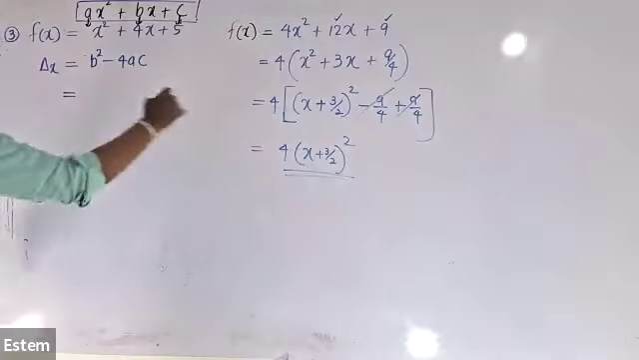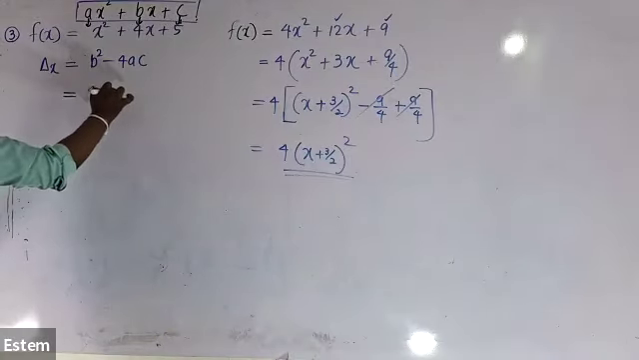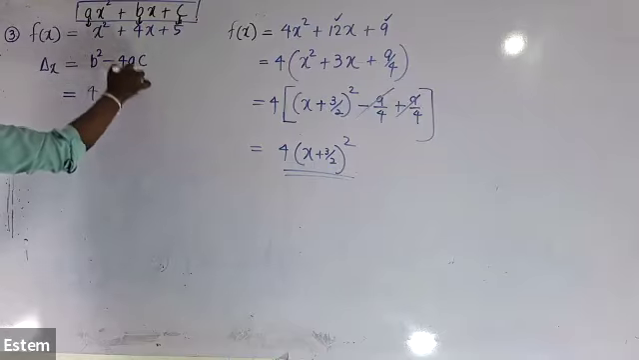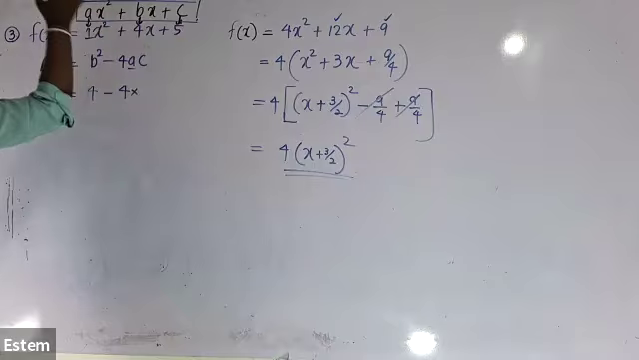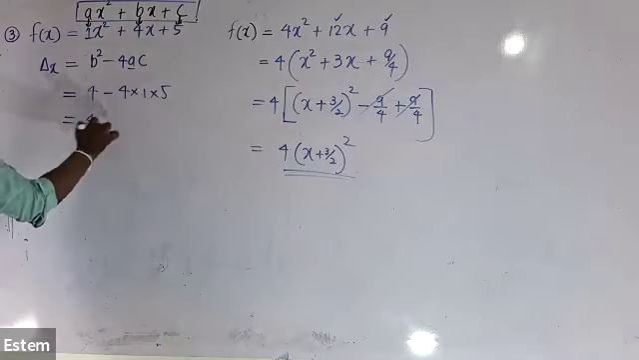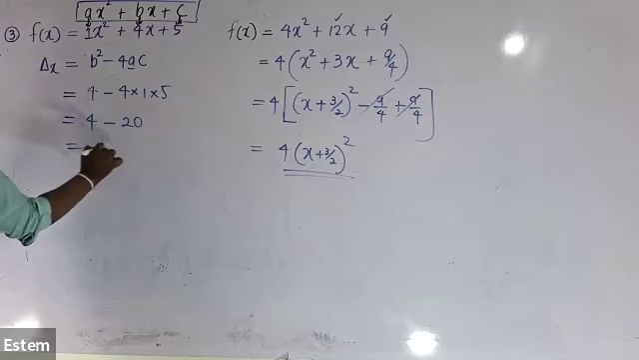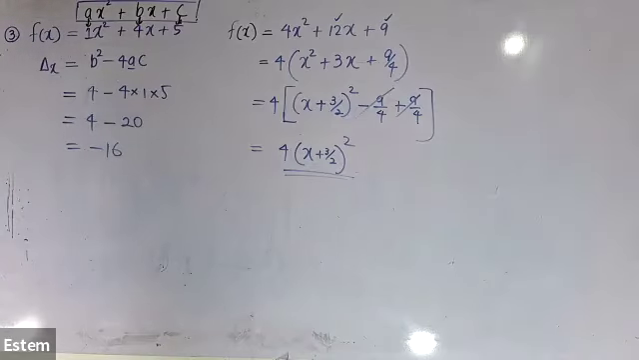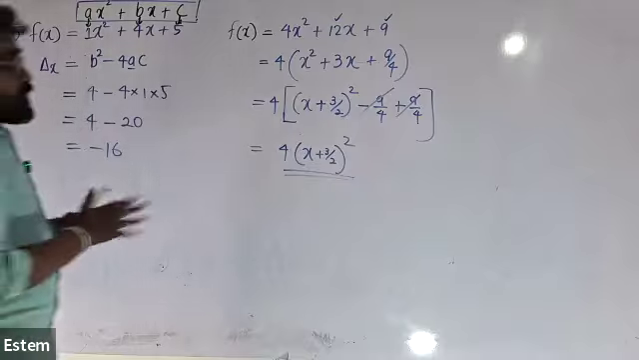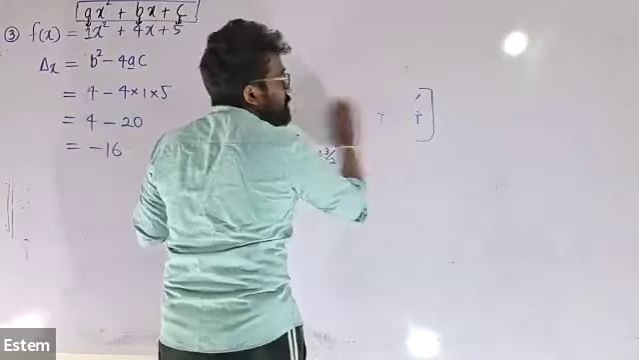Please wait. Now here B is 4, A is 1, and C is 5. 4 minus 5 into 4 is 20. So 4 minus 20 is minus 16. It is minus 16. Okay. Now we are going to apply the completing square method.